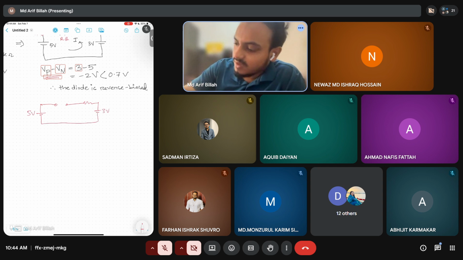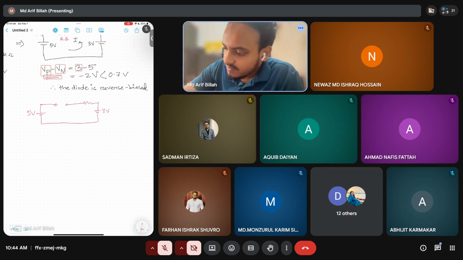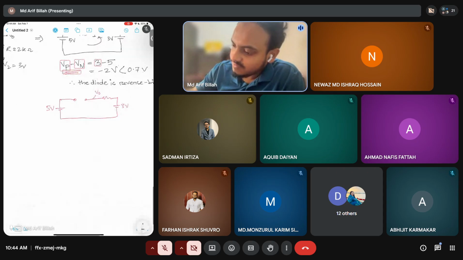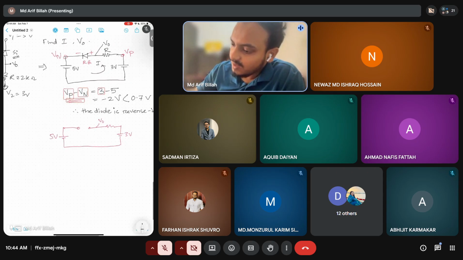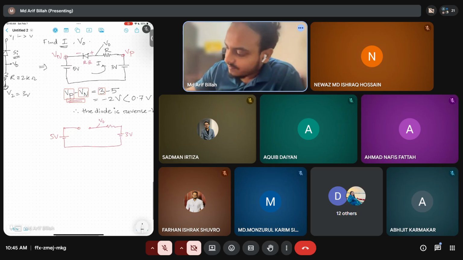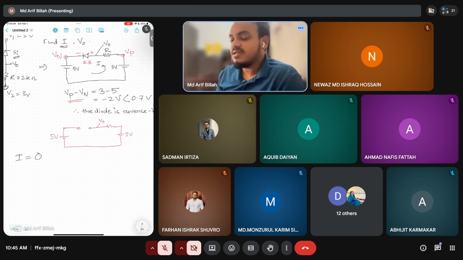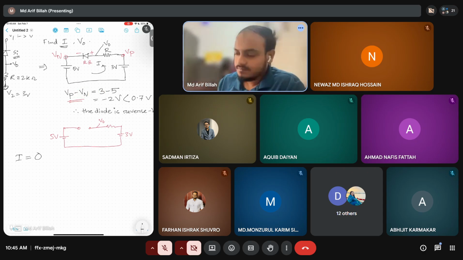3 volt, 5 volt, and we have an open circuit here, into V naught. So in an open circuit, what is the current? What is the value of I? We wanted to find I. I is 0. There is no current in the circuit.